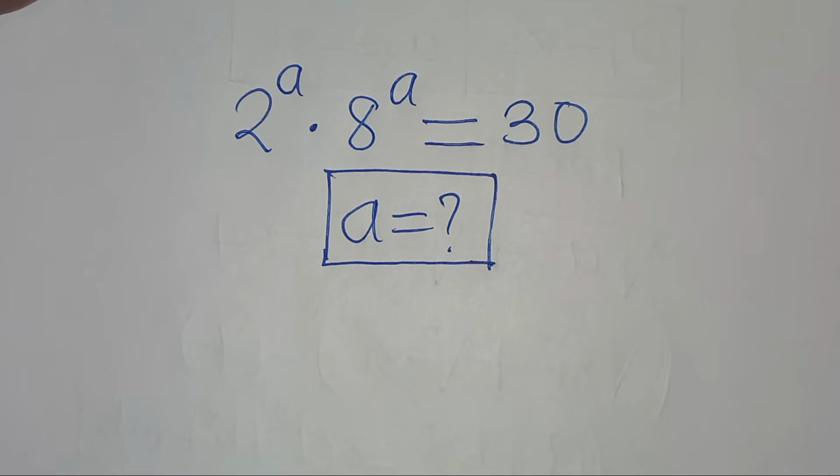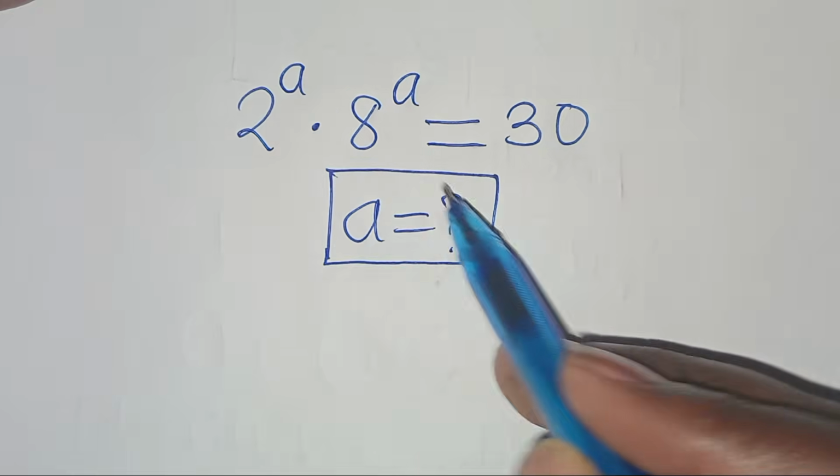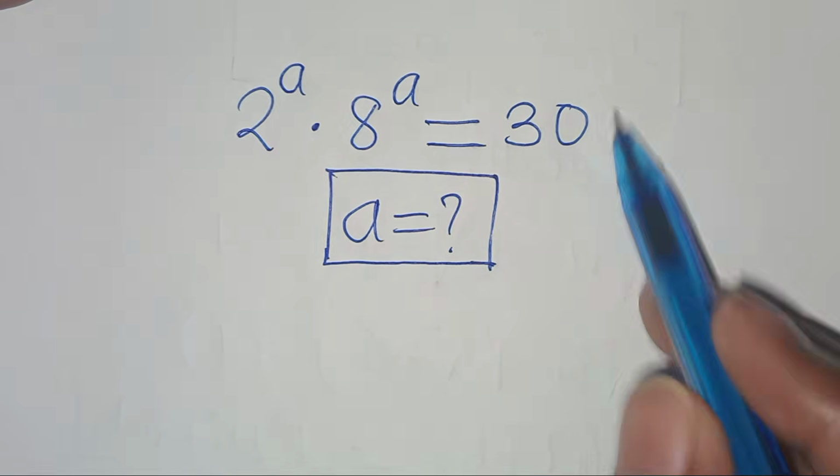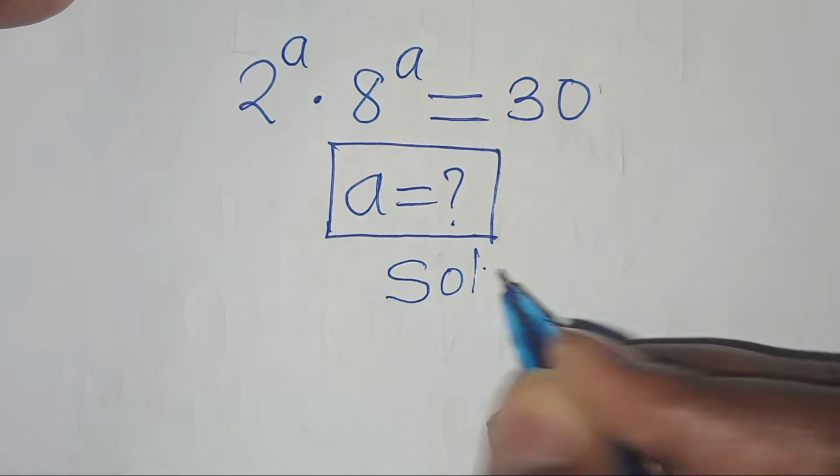Hello everyone, you're welcome to solve this nice exponential equation, which is 2 to the power of a multiplying by a to the power of a. This is equal to that. So what is the value of a? Now let's provide a solution from here.